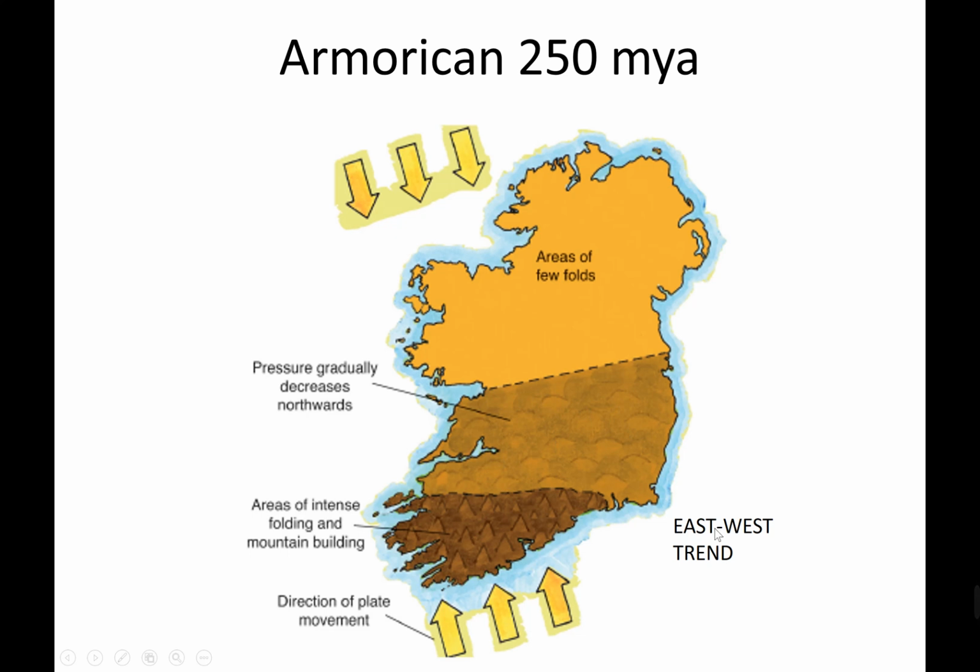And then the other thing to note was that the mountains have an east-west trend, and that basically means that their peaks are running in an east-west direction. We talked about that the other time. So during folding, the south of Ireland, i.e. the province of Munster, was compressed, and the layers of sandstone and the layers of limestone were folded upwards.